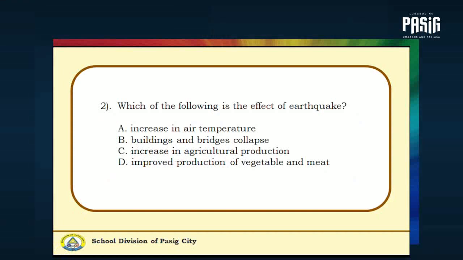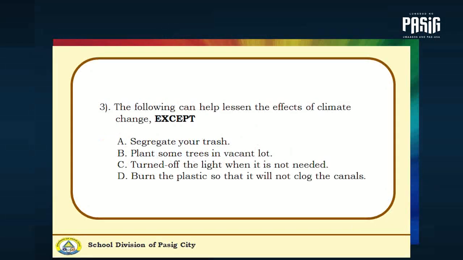Number 2. Which of the following is the effect of earthquake? A. Increase in air temperature. B. Buildings and bridges collapse. C. Increase in agricultural production. D. Improve production of vegetable and meat. Timer starts now. And the answer is letter B. Buildings and bridges collapse.